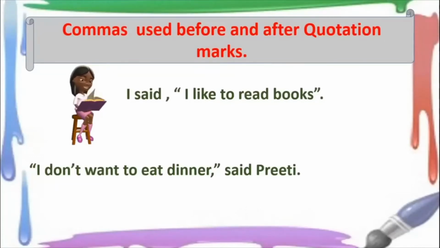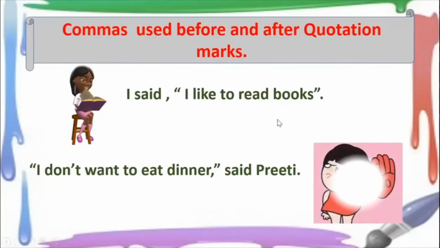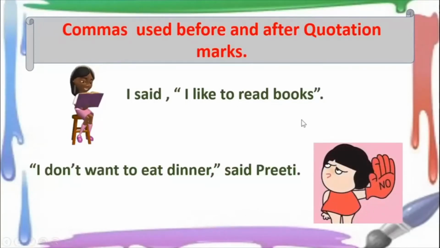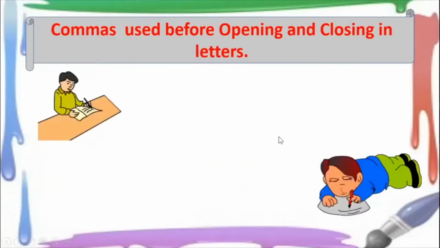Okay, so we have talked about the comma now. See, Preeti is saying she doesn't want dinner. She's saying, "No, I don't want dinner." So here it is used before the quotation mark.